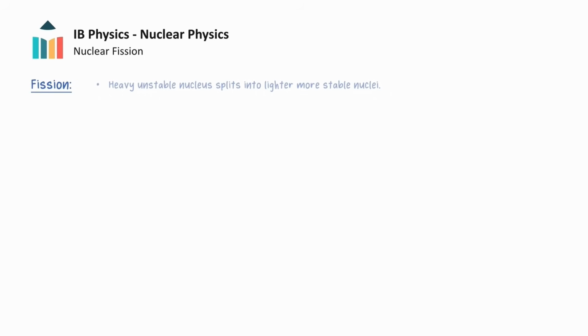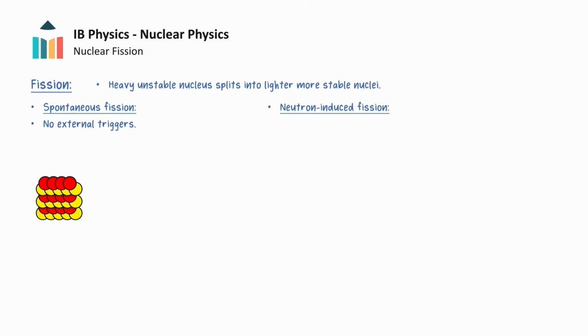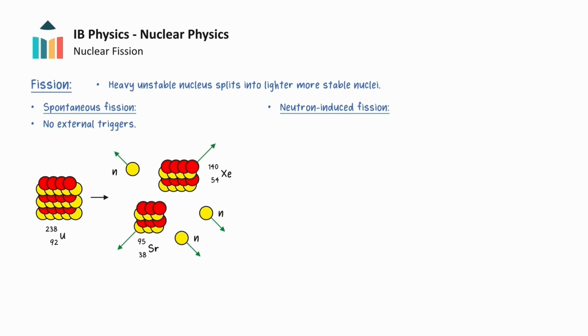Nuclear fission is a reaction where a massive nucleus splits into two lighter nuclei. There are two types of fission, spontaneous and neutron-induced fission. In spontaneous fission, the massive nuclei will split into smaller nuclei without any external triggers. For example, uranium-238 can undergo spontaneous fission to split into xenon-140, strontium-95, and free neutrons. The resulting nuclei are called fission fragments. This reaction will happen at random, but it is typically very rare for nuclei to undergo this type of fission.